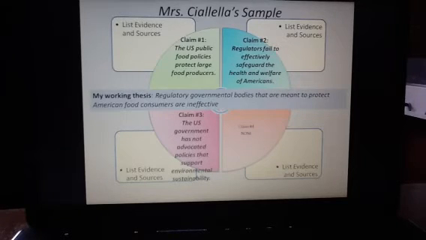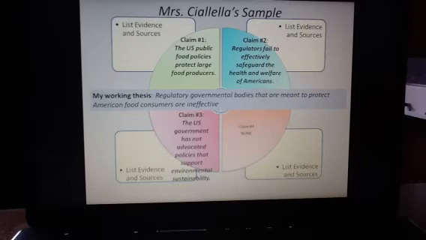The U.S. food policies protect large food producers. And then I want to talk about the second claim, where regulators failed to effectively safeguard the health and welfare of Americans. And then the third claim is the U.S. government has not advocated policies that support environmental sustainability. So those are my 3 claims.